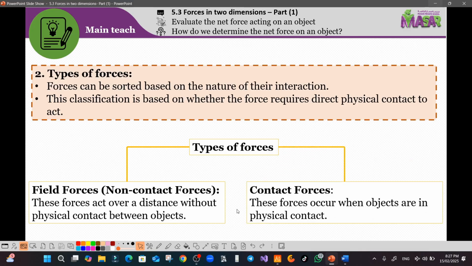The second type of force is contact force. This force occurs when objects are in physical contact. So contact is required here, while here it is not required.